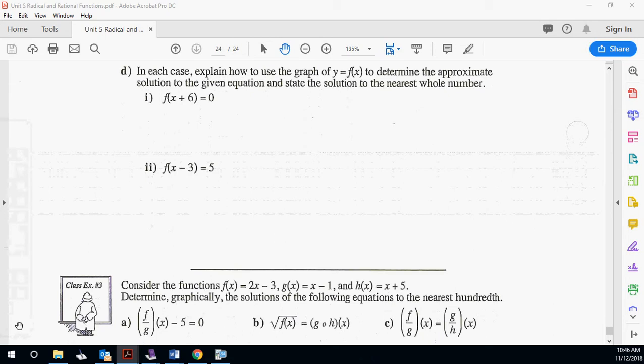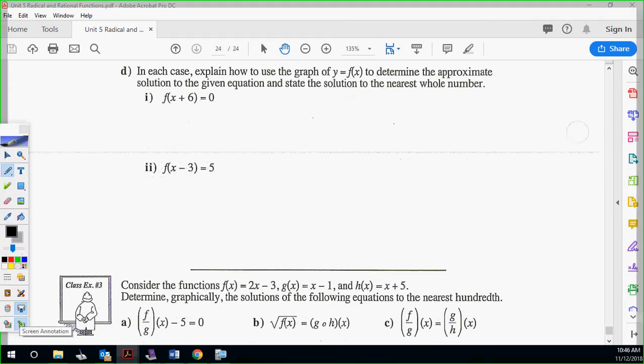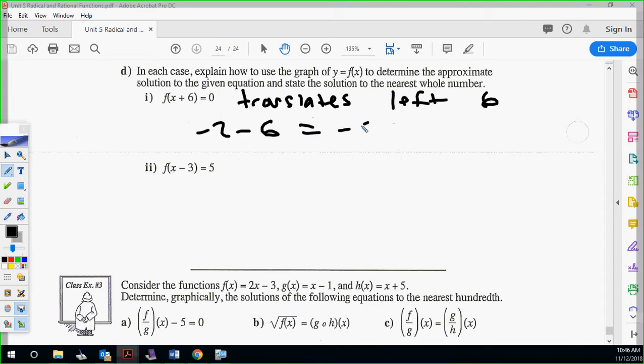So in each case, explain how to use the graph of f(x) to determine the approximate solution to the given equation and state the solution to the nearest whole number. So f of x plus 6 equals 0. Well, we know what that does. F of x plus 6 does what to the graph? Translates it left 6. So what was our solution? -2, right? So we're going to minus 6 to that to get -8 for our new solution. I shifted it left 6, minus 6 to that solution for -8.